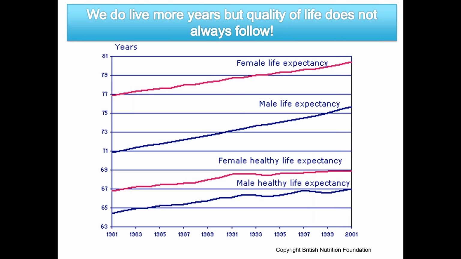Because, in fact, we do live more years, fortunately, given the scientific evolution and all the knowledge that has brought about very important discoveries. But when we look at curves like this one that was published by the British Nutrition Foundation, for example, we have the female and the male life expectancy quite high, but the healthy life expectancy does not follow. They do not overlap, and that is what we would like to happen.